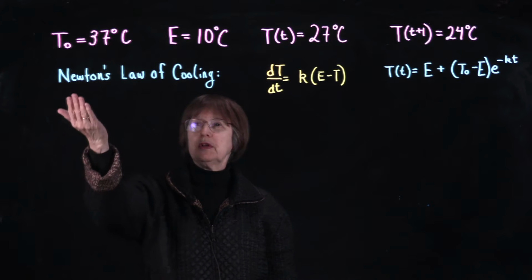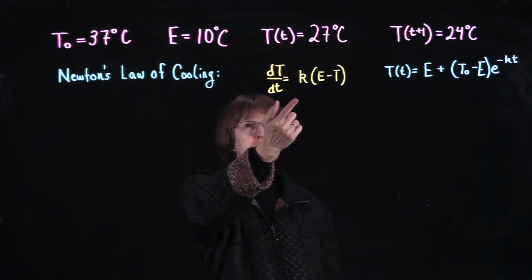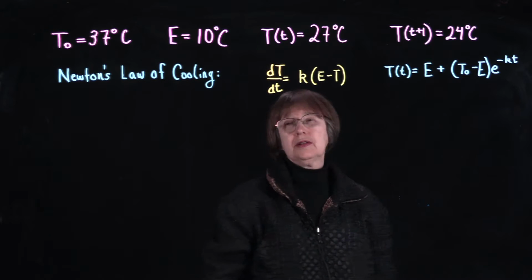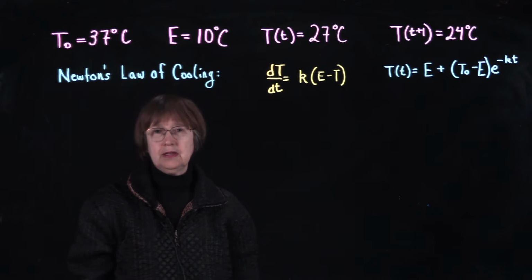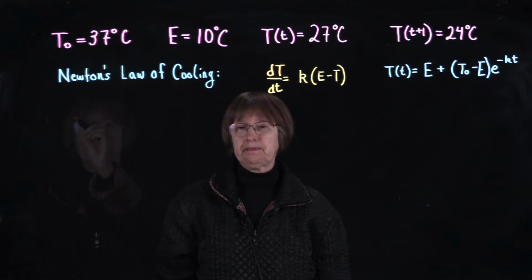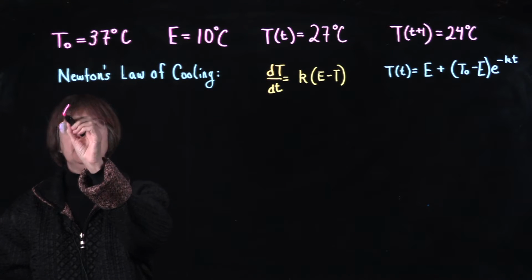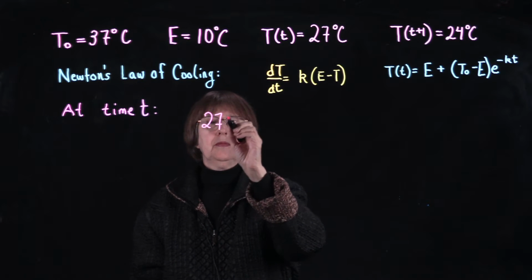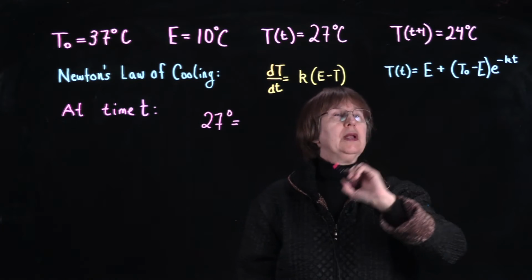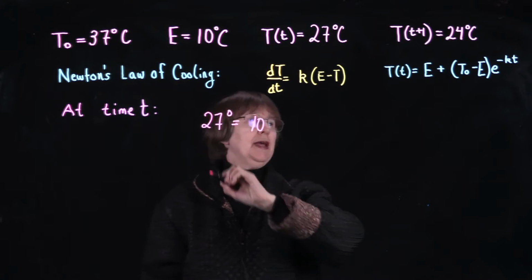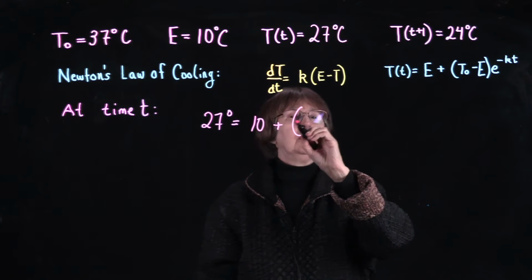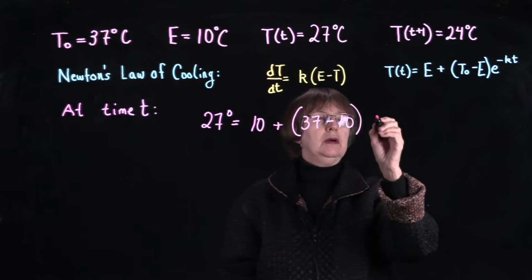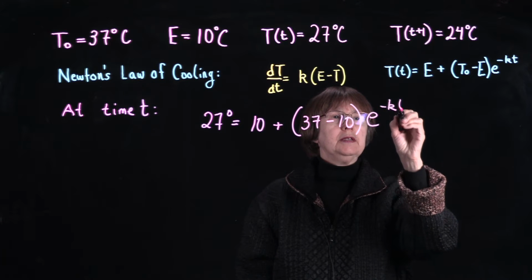Now we're going to be using Newton's law of cooling. Recall that's a differential equation, as stated here, and we've already seen the solution to that equation that we've got in front of us. Our task now then is to use the information to solve the problem. First of all, let's look at what happens at time t. The temperature at time t is 27 degrees. And according to Newton's formula, we know that that's going to be equal to 10 plus the initial temperature, which was 37, minus 10, multiplied by e to the minus kt.